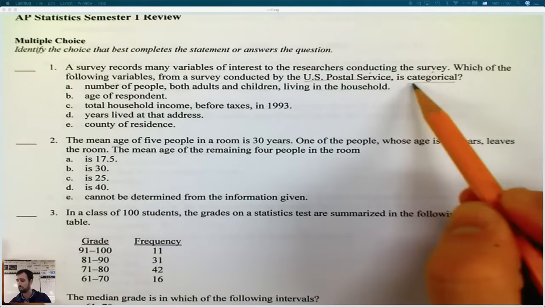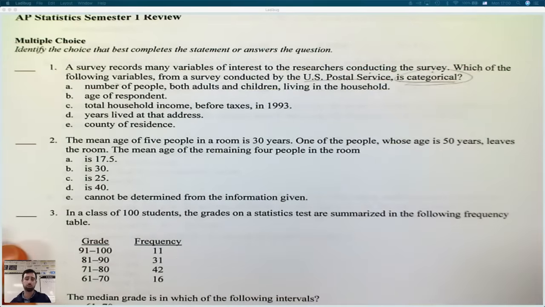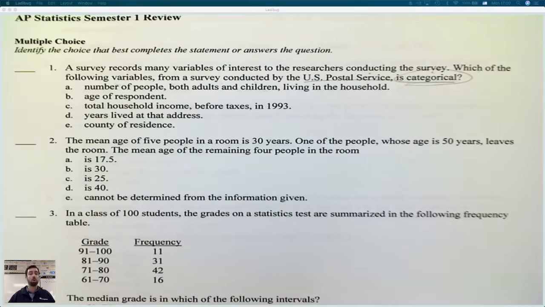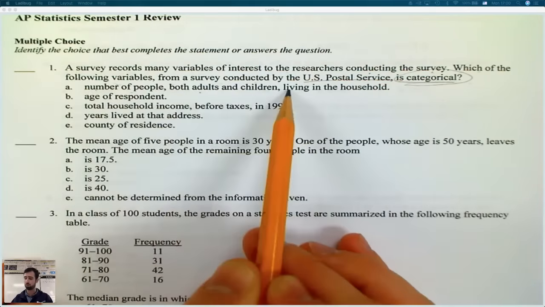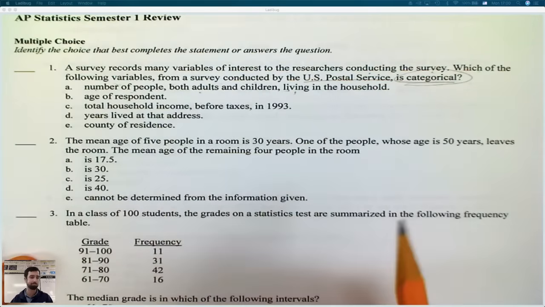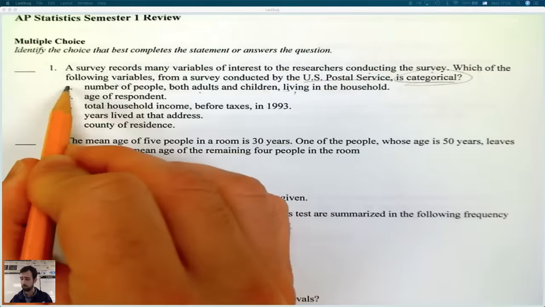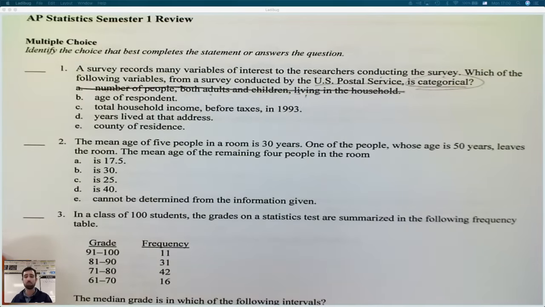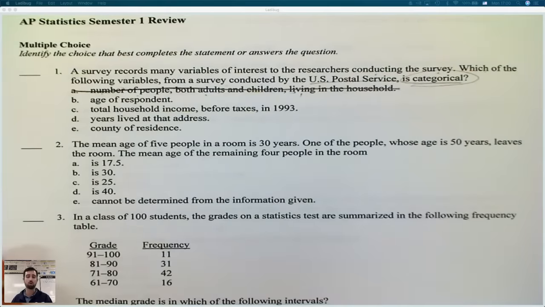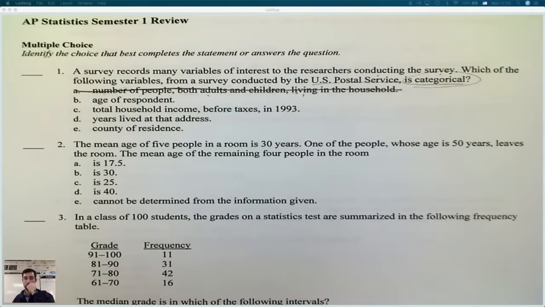So categorical data is something that can't be measured, right? What's your eye color? How many cars do you have at home? Number of people, both adults and children living in a household. Nope, that's quantitative. Anytime you have a multiple choice test, I used to do SAT, ACT prep. Cross out the answer if you know it's wrong. Go ahead and cross that out.